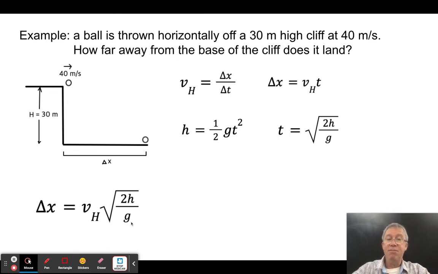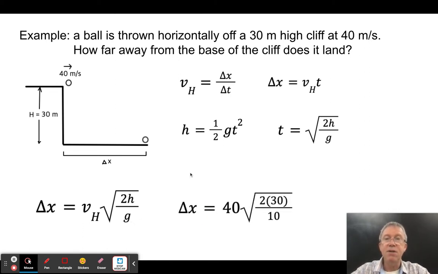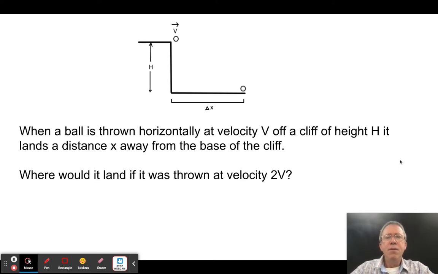All right. And once I have this, I can solve it, right? So I can say, well, I know that the horizontal velocity is 40. I know that the height is 30 meters, and I know that g is 10. You can use 9.8 if you want to, but I'm using 10. And when I do that, I see it's going to travel 98 meters horizontally. This is a classic type of two-dimensional motion problem. But let's try it another way.